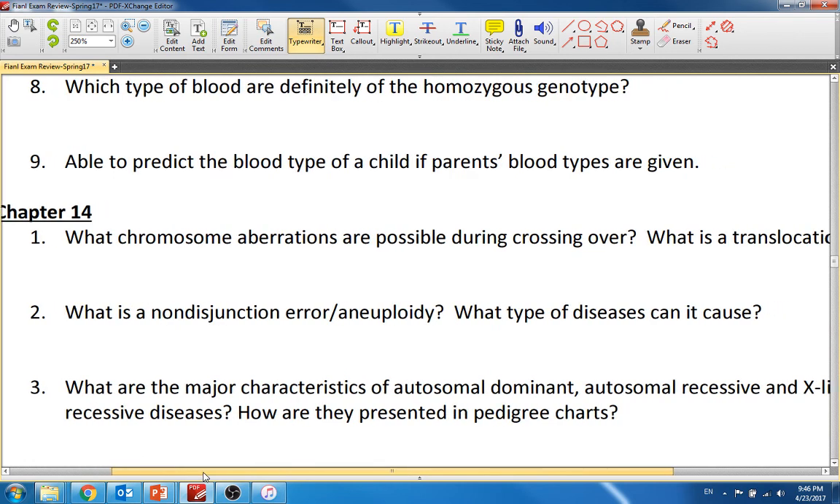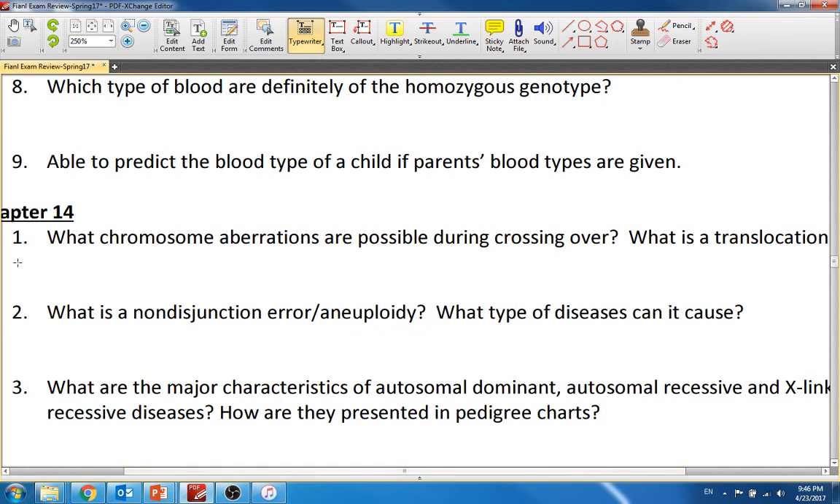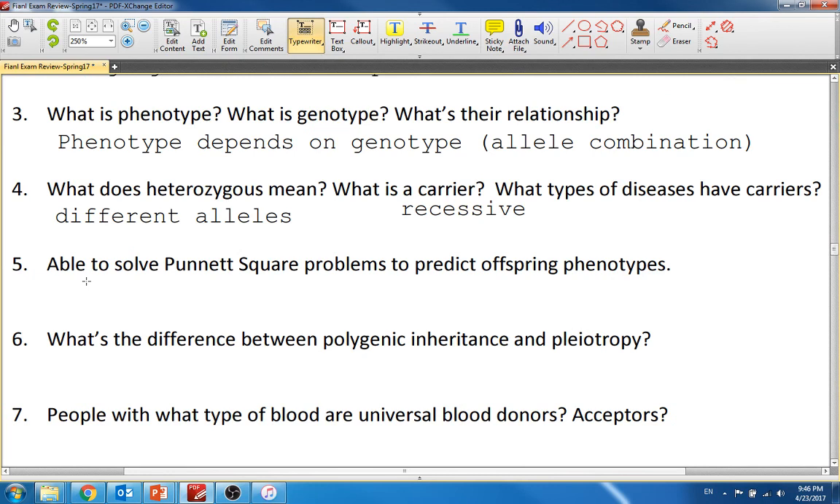So now go back to chapter 13, question number 6. What's the difference between polygenic inheritance and pleiotropy? Polygenic inheritance tells us that one trait is determined by many genes. Poly means many, genic from genes, right? Many genes determining one trait.